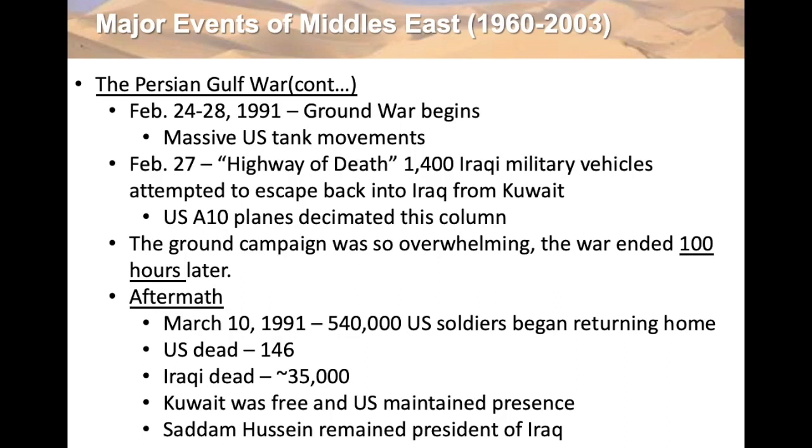On February 27th, there was an incident called the Highway of Death, in which 1,400 Iraqi military vehicles attempted to escape from Kuwait into Iraq. The Iraqis knew that they were being beaten. This is the day before the ground war ended, so it was their time. They were basically retreating. They wanted to get out of Kuwait and get back home to Iraq, and there was a highway that took them back to Iraq.